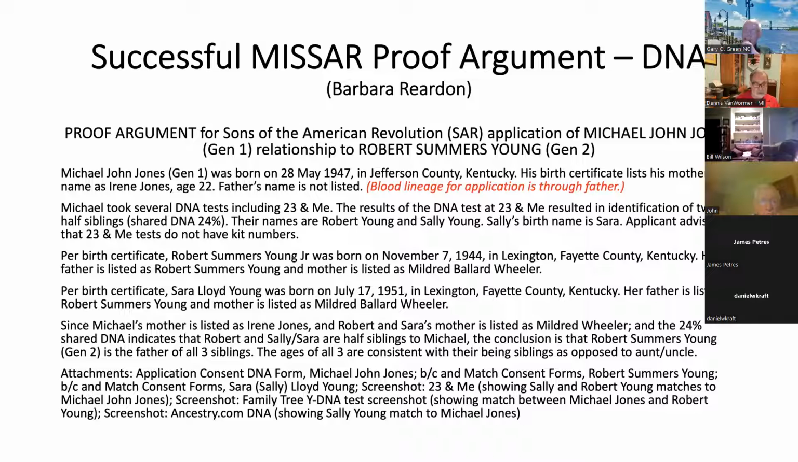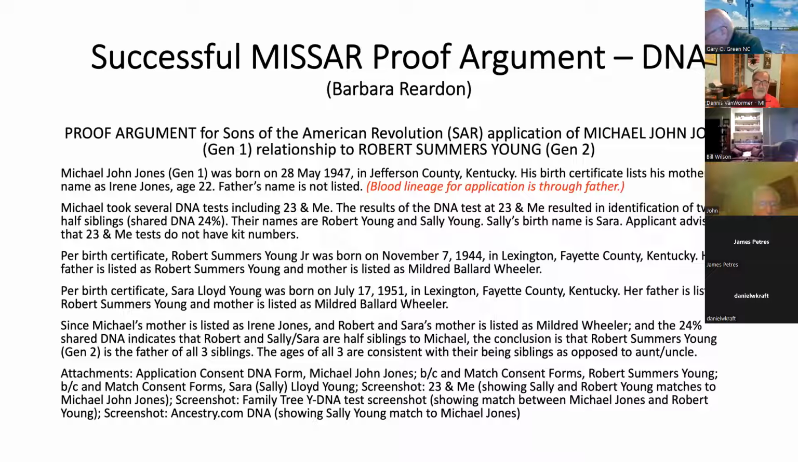And this one sat on the shelf quite a while. A nice job was done by Barbara Reardon, who is actually the wife of a chapter registrar in Michigan. She did this proof analysis and the research, had it all put together, ready to send in. And that's when SAR Legal shut everything down and said, nope, we're not accepting any more DNA applications until we figure out some of these legal issues.